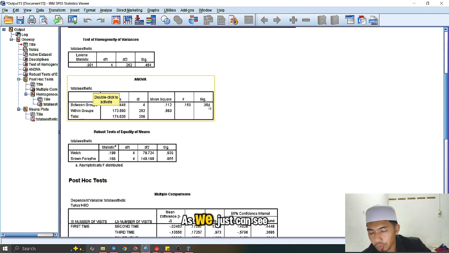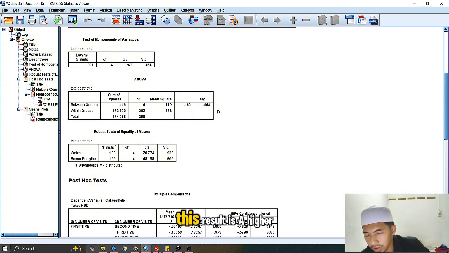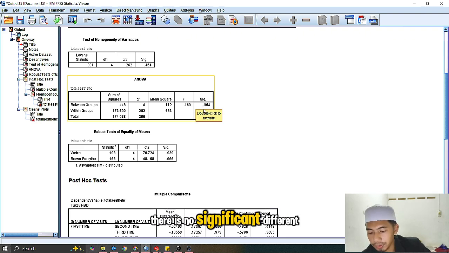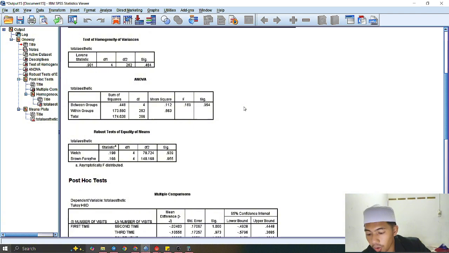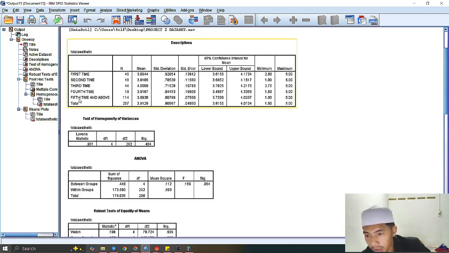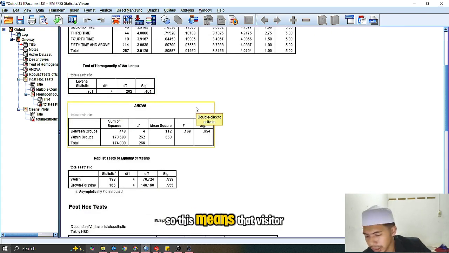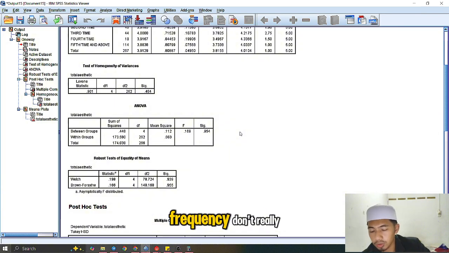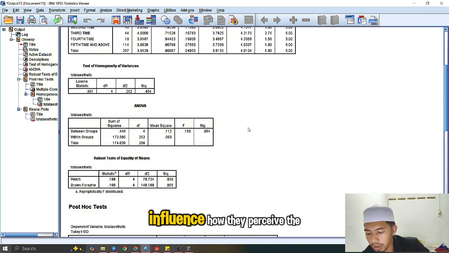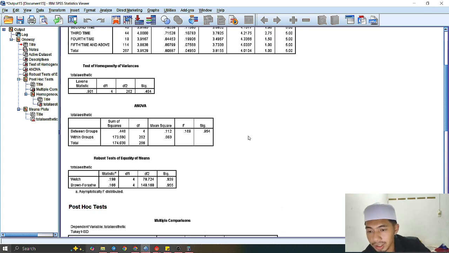0.954. As we can see, this result is higher than 0.05, which means there is no significant difference in aesthetic score among visitors who come for the first time and fifth time and above. So this means that visitor frequency doesn't really influence how they perceive the aesthetic of the place.